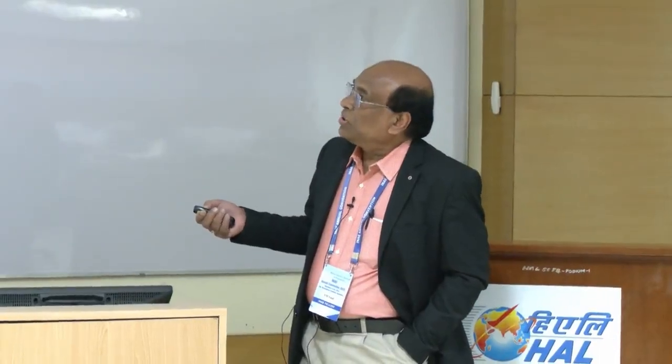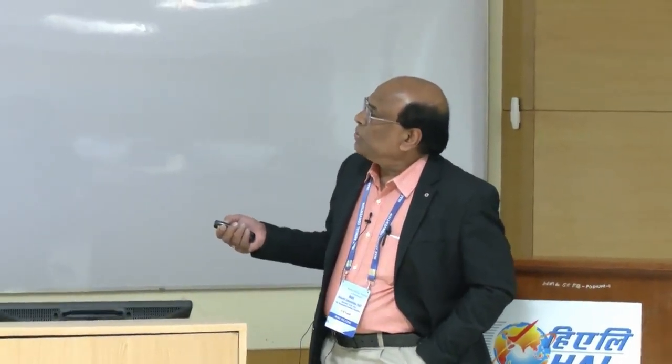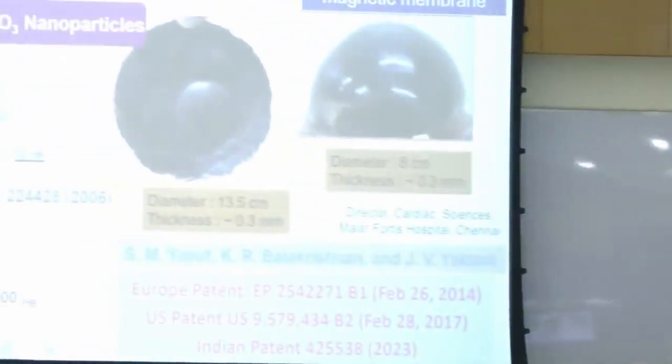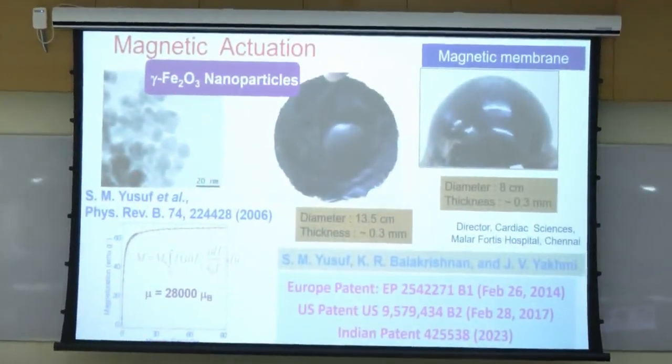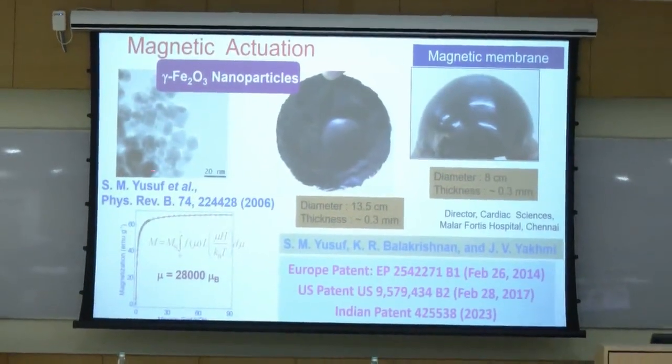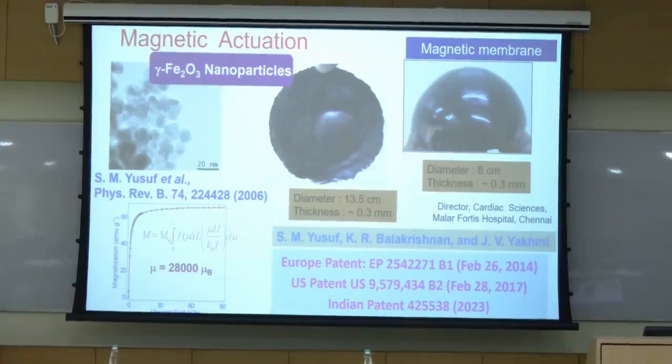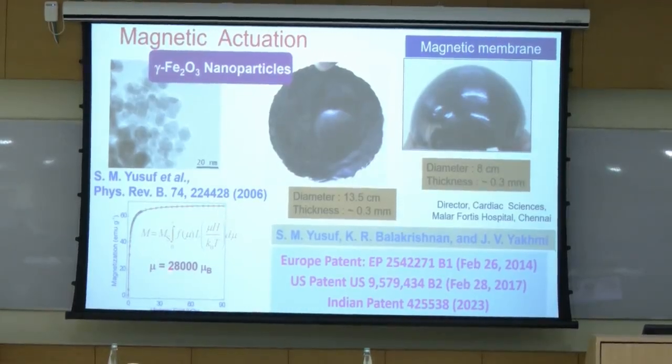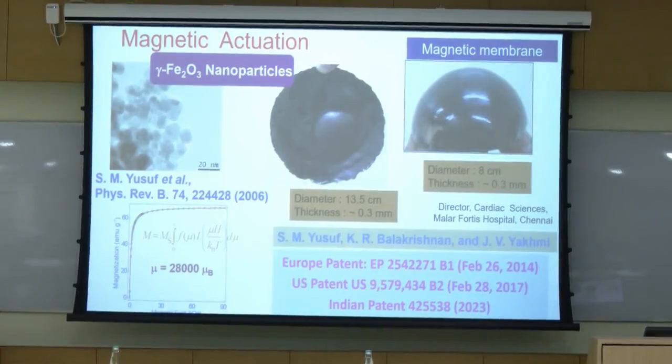established. Now I go to another kind of application of magnetic nanoparticles, namely magnetic actuation. So we have worked very closely on different kinds of nanoparticle systems. This is for gamma Fe2O3, nothing but Fe3O4 with the vacancy at the octahedral site, and this is the superparamagnetic behavior. But at room temperature, each nanoparticle of 10 nanometer diameter typically carries a huge magnetic moment, 28,000 Bohr magneton, and that is huge, and this kind of nanoparticle we have used to make the magnetic membrane.